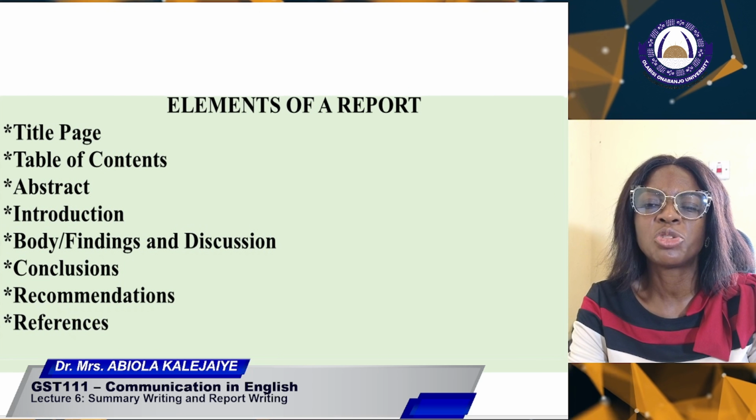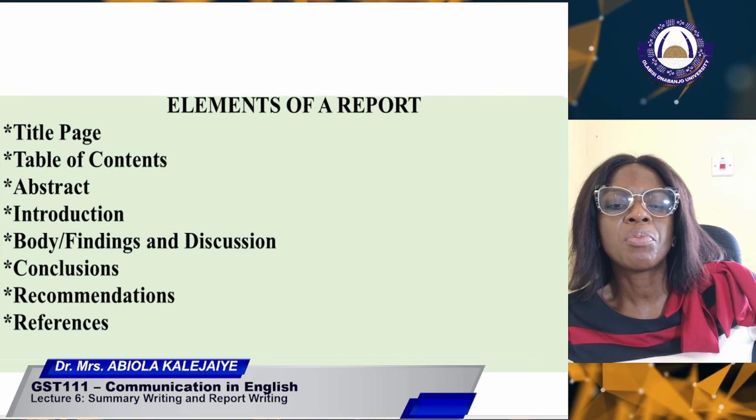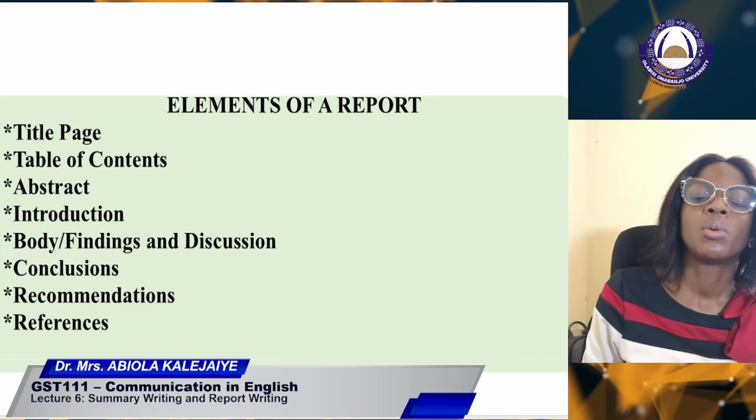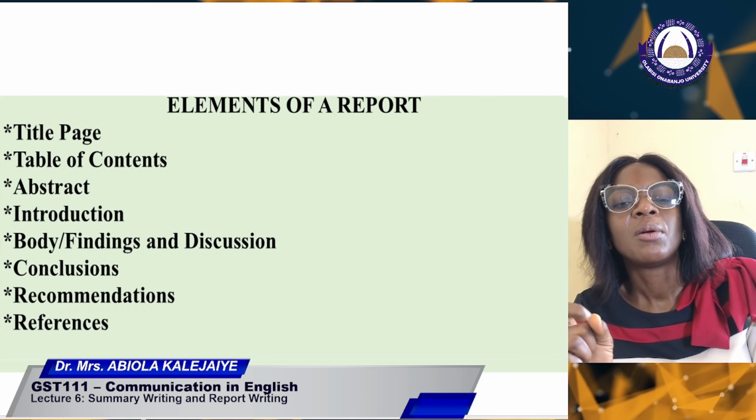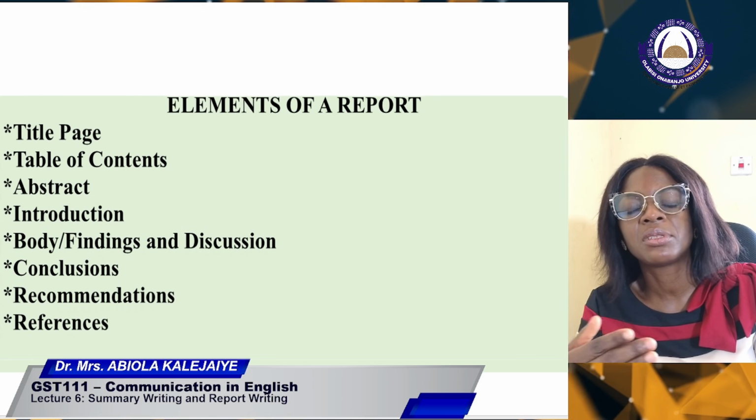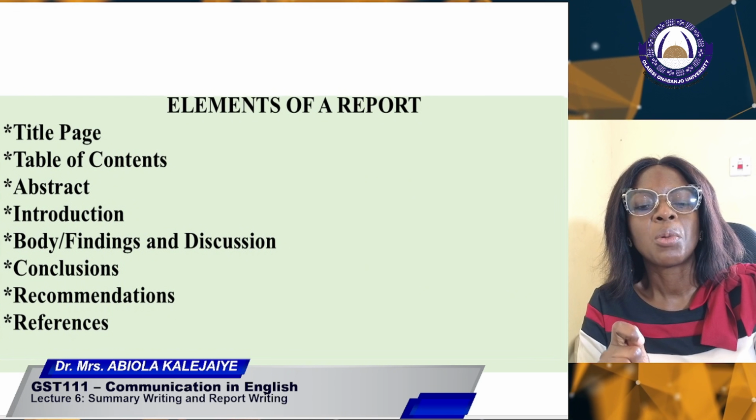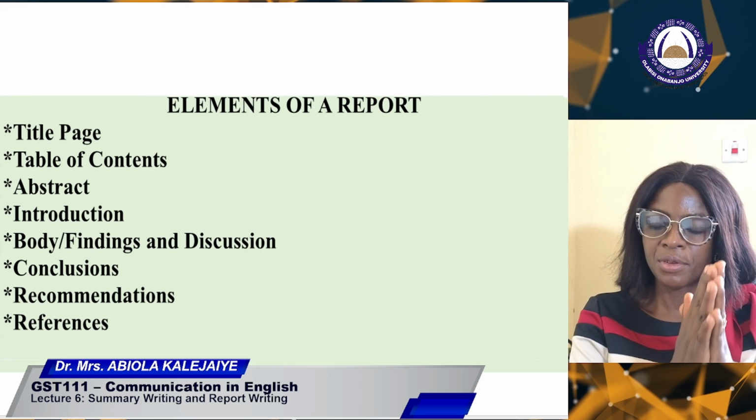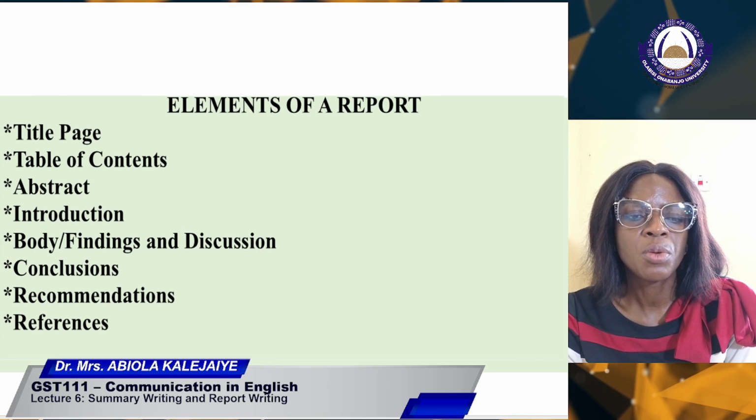Then what are the elements that should make up a report? When you have a report, there are basic elements that a report will basically have. We have the title page, the table of content, the abstract, the introduction, the body of findings, sometimes discussion, the conclusion, the recommendations, and the references. So when you're writing a report, your report should have these elements; these items should constitute your report.